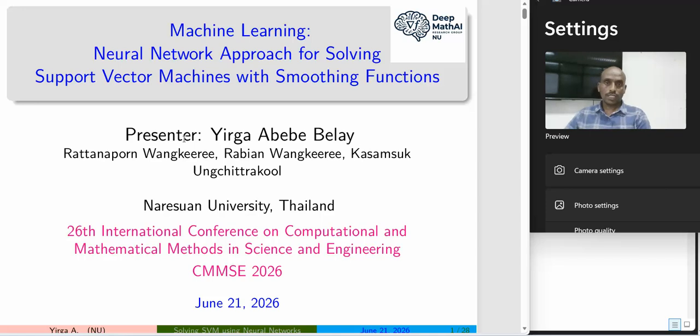I'm a postdoctoral researcher at Naresuan University, Thailand. I work in the research team, which is led by Professor Rabian Wankiri in the Department of Mathematics, actually. Today, I will be talking on our research work titled Neural Network Approach for Solving Support Vector Machines with Smoothing Functions.